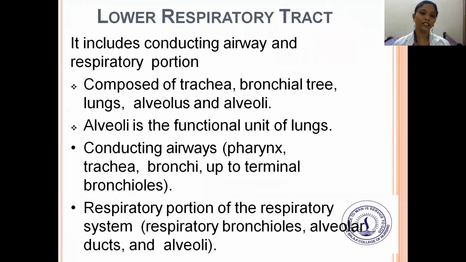Next is the lower respiratory tract. This lower respiratory tract includes conducting airway and respiratory portions. It is composed of trachea, bronchial tree, lungs, and alveoli. Alveoli are the functioning unit of the lungs. Conducting airways are the pharynx, trachea, bronchi, up to terminal bronchioles, and the respiratory portion of the respiratory system is the respiratory bronchioles, alveolar ducts, and the alveoli. These are the things present in the lower respiratory tract.